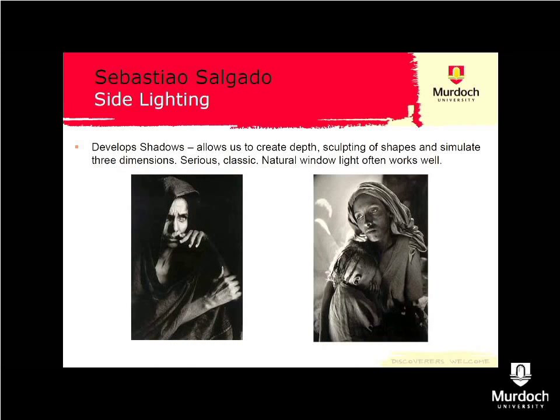Sebastian Salgado often uses side lighting in his portraits of people in the third world. And again, because it creates a certain mystery, a certain seriousness, a certain empathetic response, and sometimes an angelic aspect as well. Particularly there's some backlighting as well.